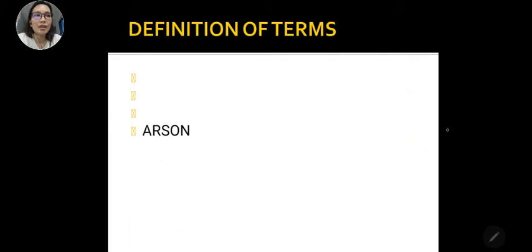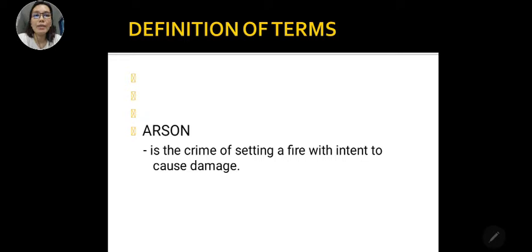Next is arson. What is arson? This is the crime of setting a fire. Okay. So, we have to highlight setting a fire with intent to cause damage or gain. Pwede rin gain yan. Kasi for example, merong isang property na gusto nilang naka-insured. So, para makuha nila yung insurance, minsan nagse-set sila ng fire. So, yun yung mga tinitingnan ng mga investigators ng insurance.